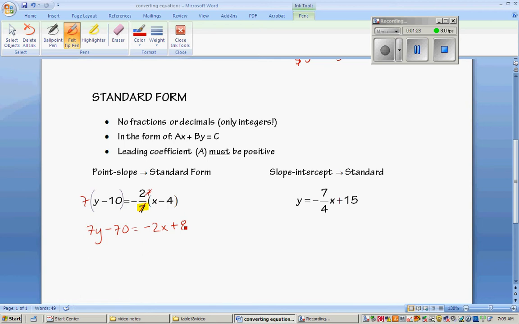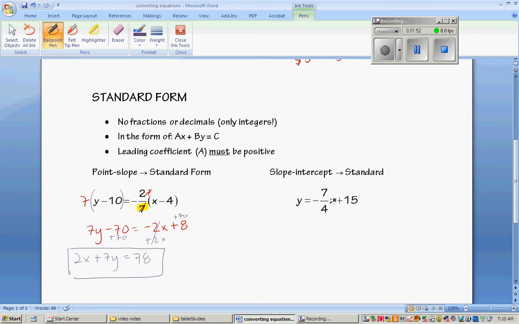And now finally, we just want to gather our x's and y's on one side and our constants on the other. So we're going to add 2x to both sides. So we have 2x plus 7y. And we're going to ditch this 70 by adding it to the other side as well, so that we have 78. And now it's perfect.